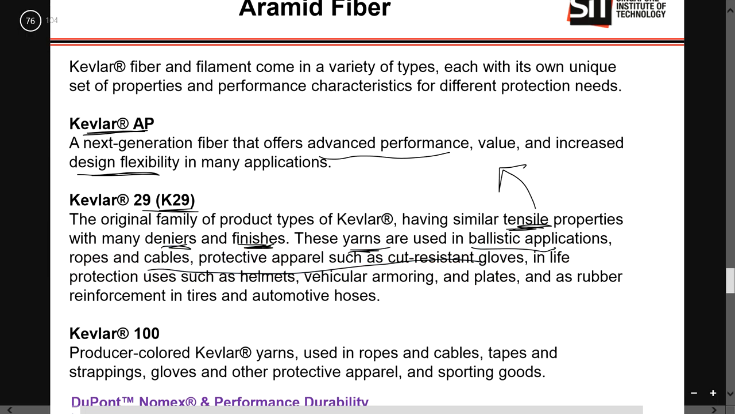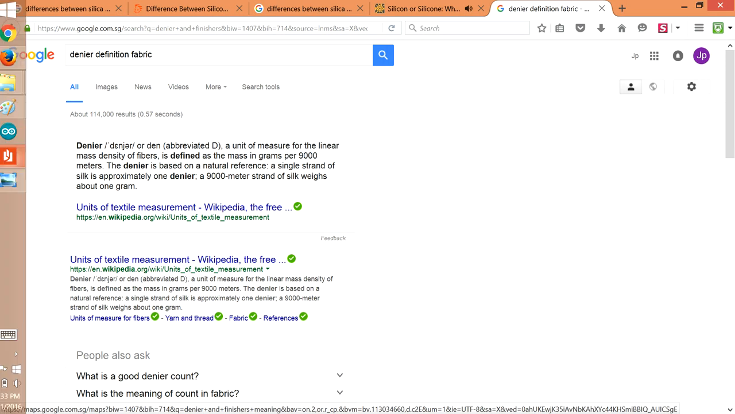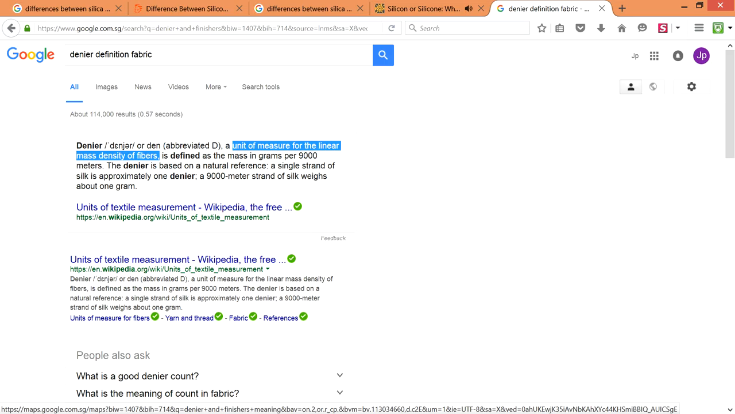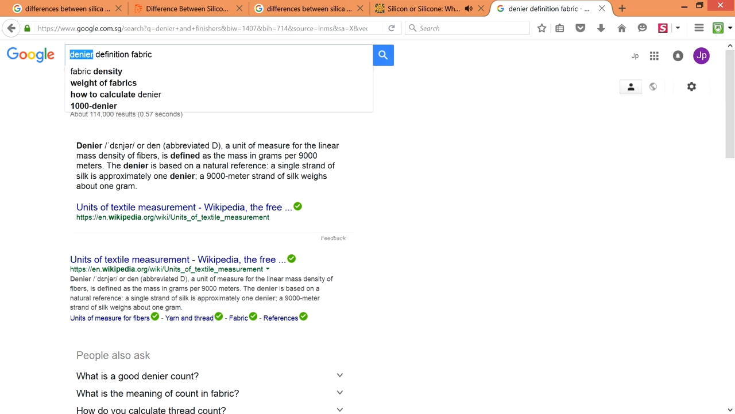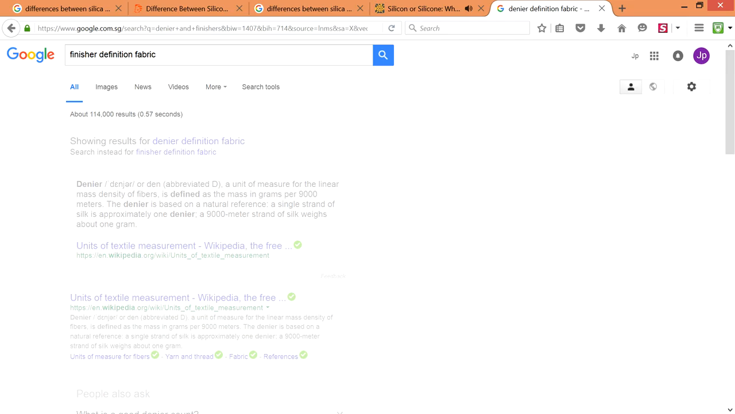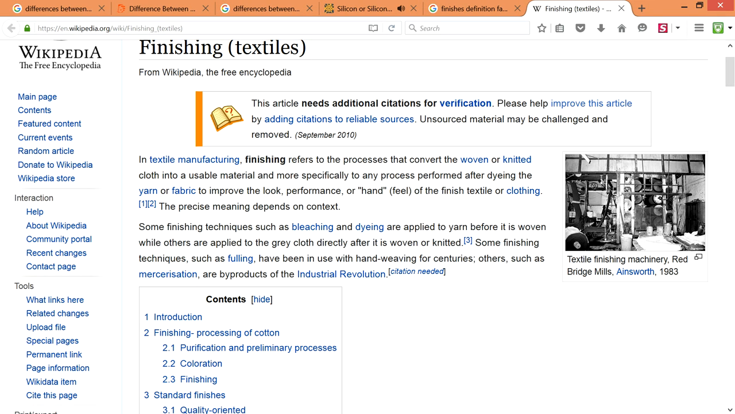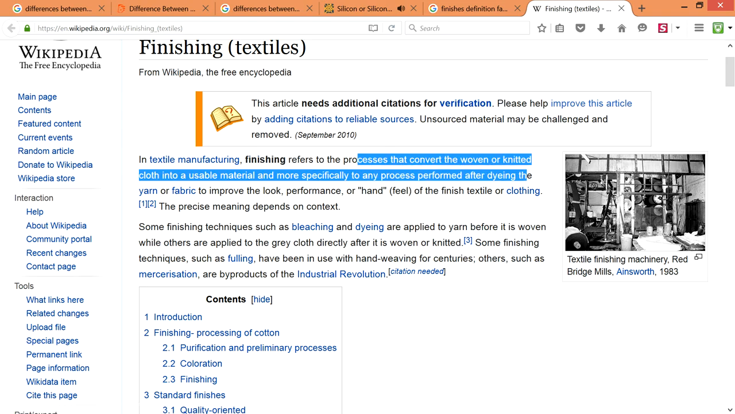The next thing is deniers and finishes. So what are those? Denier is like an SI unit. It is a measure of the linear mass density of the fiber. In other words, the unit is grams per 9,000 meters. I don't know why 9,000, but this is the meaning of denier. What about finish? Finish is not an SI unit anymore. It is called finishing, I think, and it converts the woven or knitted cloth. So it is in terms of the yarn.